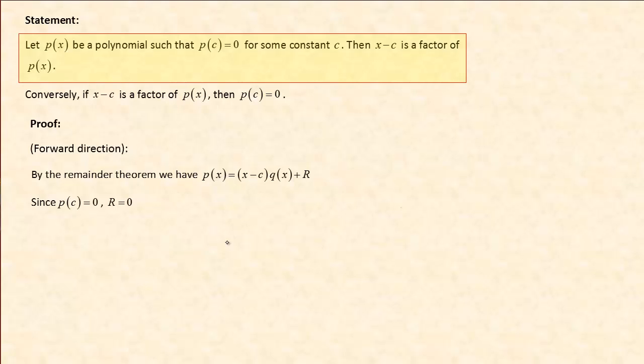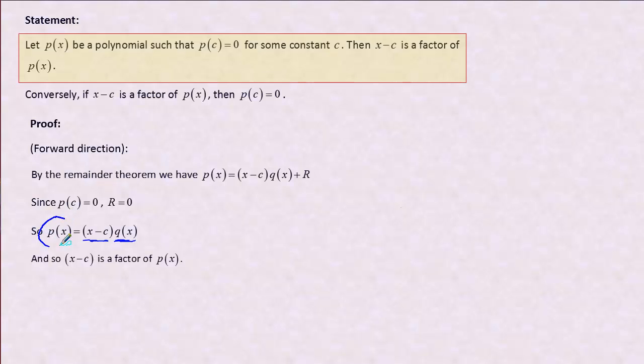Think about evaluating p of c here. We get c minus c. So p of x is just going to be x minus c times q of x. And therefore, x minus c is a factor of p of x. And we can see that quite explicitly here. We have x minus c multiplied by q of x, giving us p of x. So clearly, it's a factor.